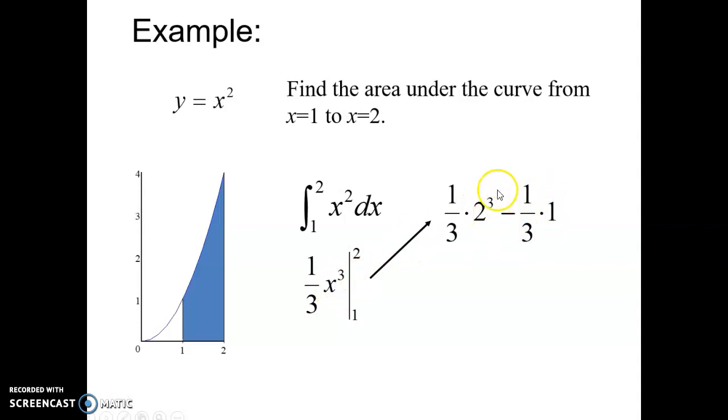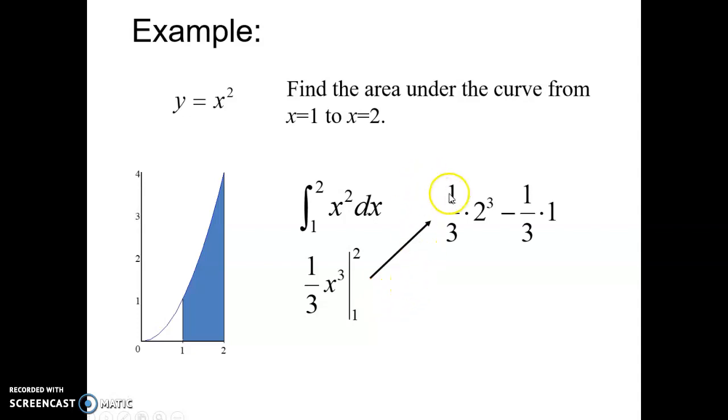But then if I had a plus c here and a plus c here, I would subtract them and the c's would cancel. So when we do the fundamental theorem, we almost never write down the c there. We do always include it, however, when we're finding the indefinite integral, where I don't have bounds and I don't have a number as my answer.